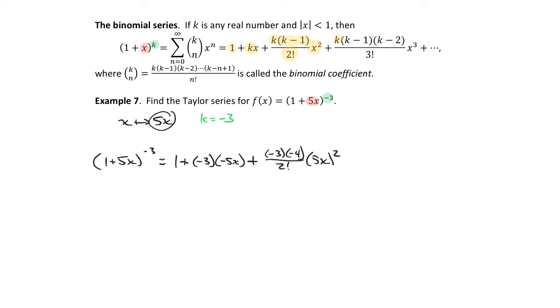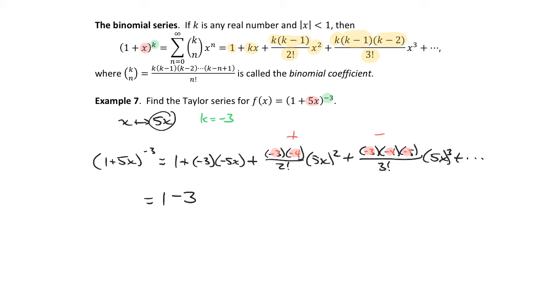Now we're ready for the third term. In the third term, we have k multiplied by k minus 1 multiplied by k minus 2 over 3 factorial. So ours is going to be plus negative 3, negative 4, negative 5 over 3 factorial multiplied by our 5x to the third. And then we would continue. You can see this is similar to the last example that we did. We're going to have these negatives accumulating. So the x squared term is going to be plus, and this one is going to be minus. I'm just going to do a little simplification here, but what we could have is 1 minus 3.